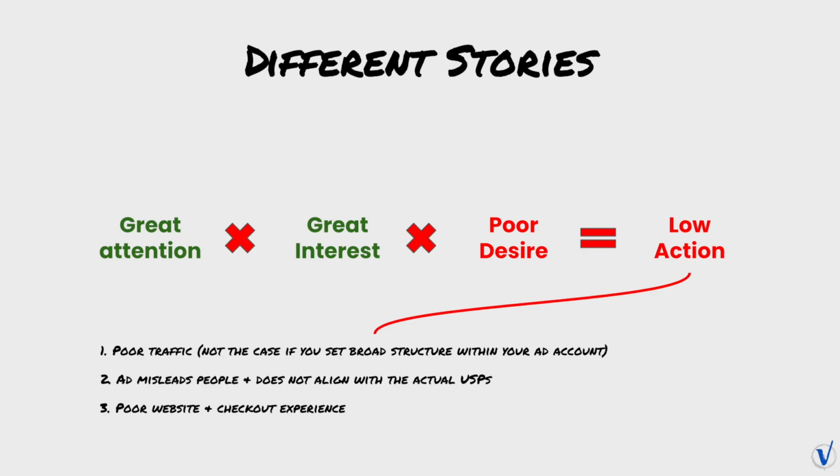But if you've set up your campaigns like I am always preaching you to do, like conversion optimized, broad structure, yada yada yada, that is something that you can exclude for now, right? You then want to take a look again at your creative and see, is it misleading people? What type of actionable insight can I get from the creative? How can I switch up the creative to be a little bit more aligned with our USPs and actually qualify better people? Or last but not least, take a look at your website.